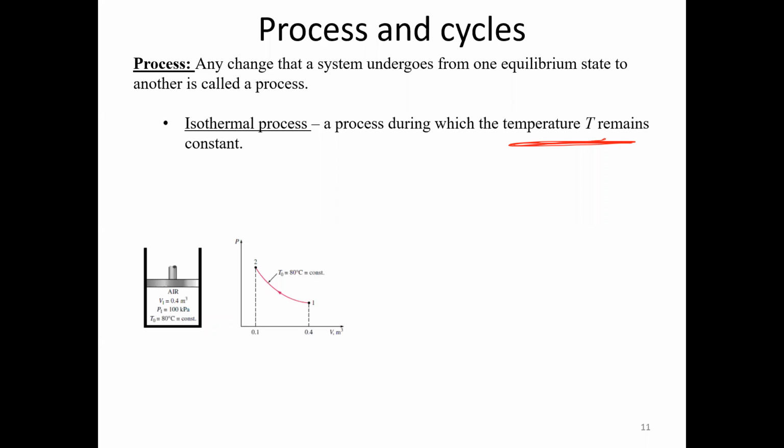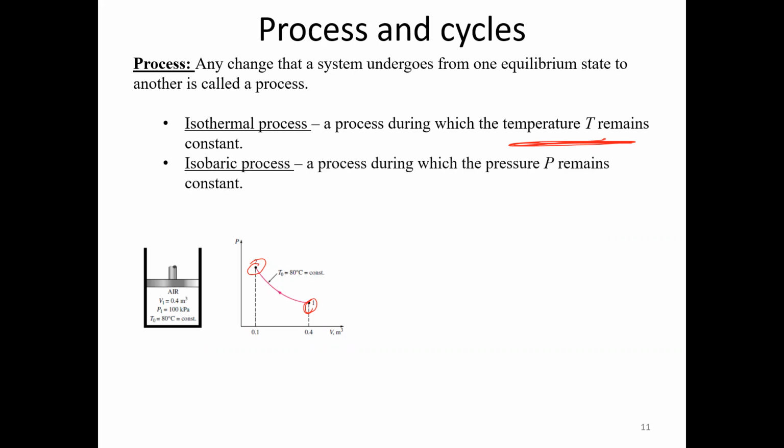Such as this example. So we have state 1 to state 2, but the temperature is always constant. So we are decreasing the volume and increasing the pressure. For example, a piston here: we are increasing the pressure and decreasing the volume, but the temperature always stays constant. So we call this an isothermal process.